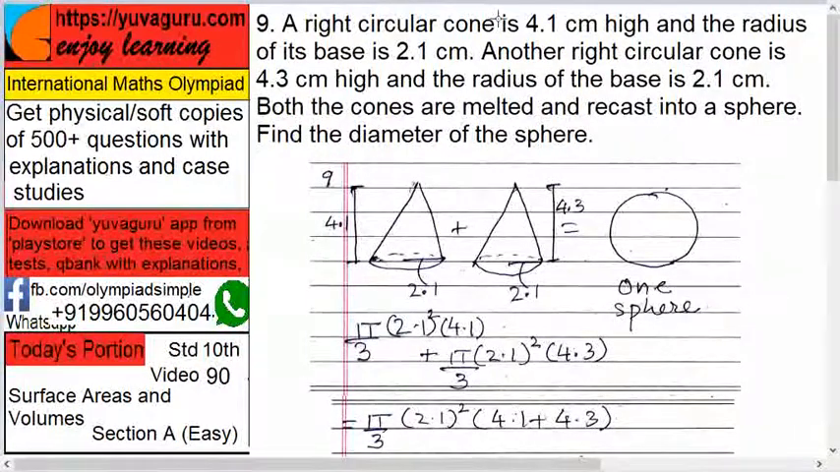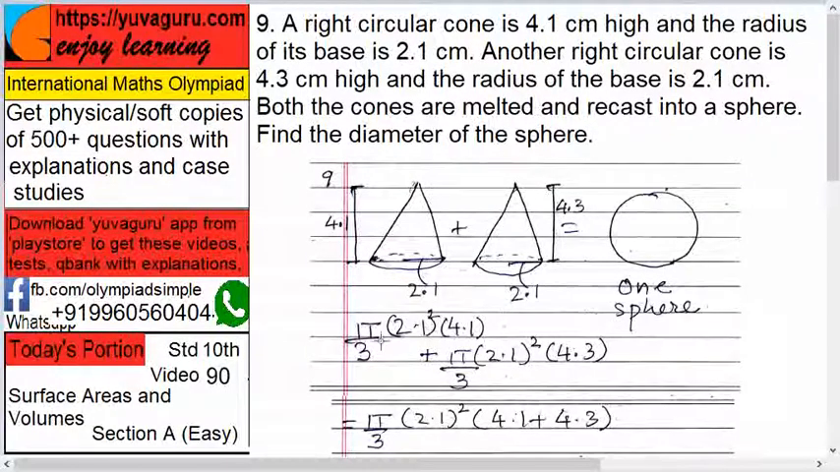Next, a right circular cone of 4.1 centimeter height and radius of the base 2.1 centimeter. Another right circular cone is 4.3 centimeters high and radius is 2.1 centimeter. Both the cones are melted and recast into a sphere. Find the diameter of the sphere. Means what? The volumes of these two are to be found. Add them, and equate with the volume of this sphere, using the formulas.